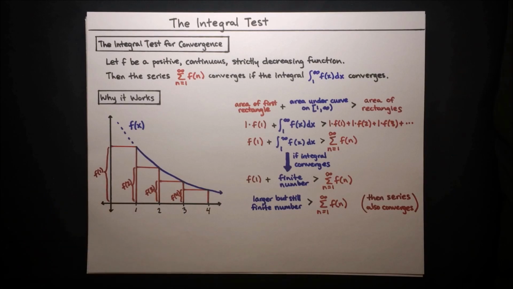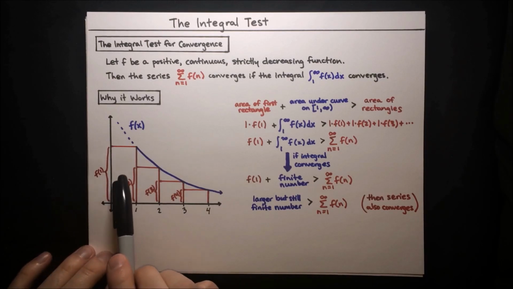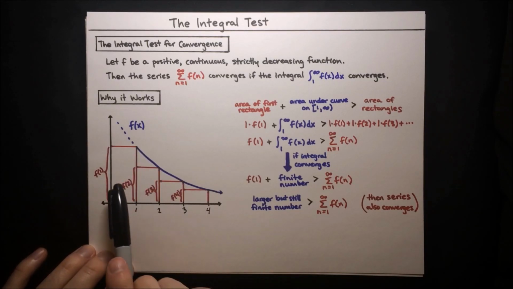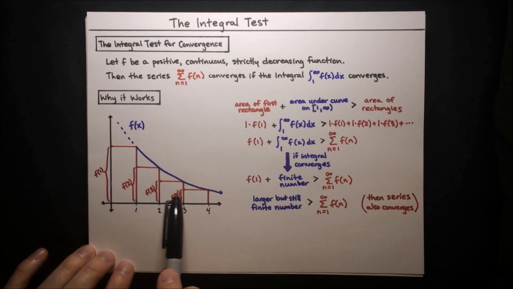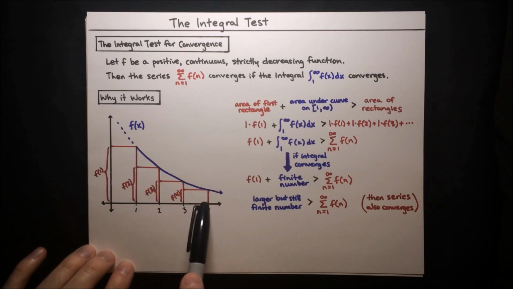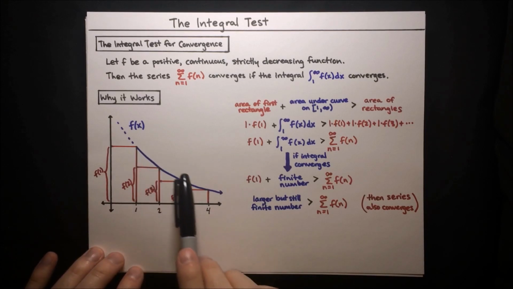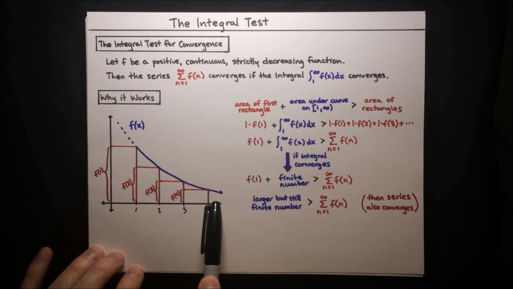And we see that if we start off with the area of the first rectangle and then add the area under the curve, then that area is going to be more than if we added all the other rectangles, because the rectangles are all under the curve. In other words, the curve has more area than the tail end of the rectangles.